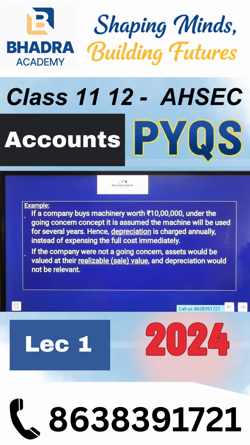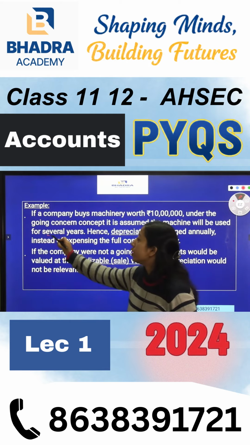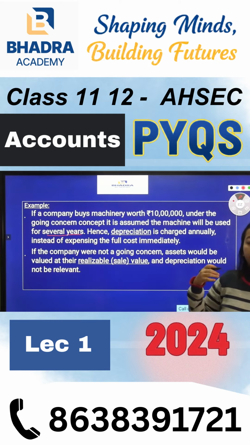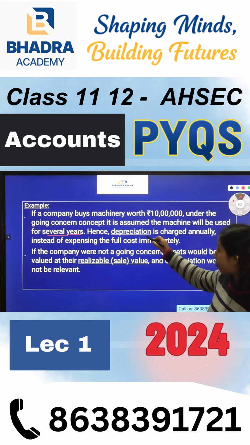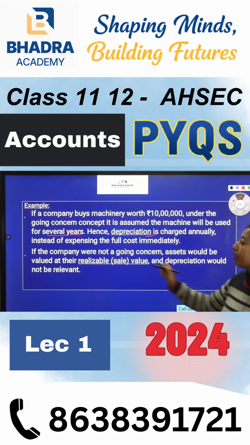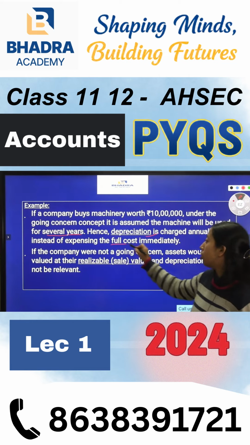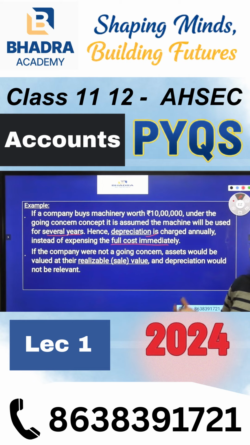One example of going concern concept we have is, if a company buys machinery worth rupees 10 lakh, under the going concern concept, it is assumed that the machinery will be used for several years. Because what does the going concern concept say? That the business will go on forever. So that is why depreciation is charged annually and not the full cost is charged immediately. So a part of that amount is charged annually. Why? Because of the going concern concept.